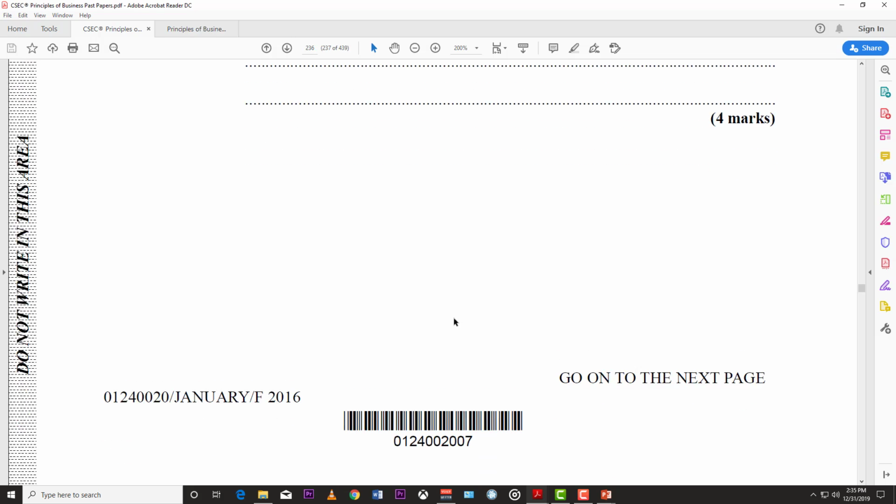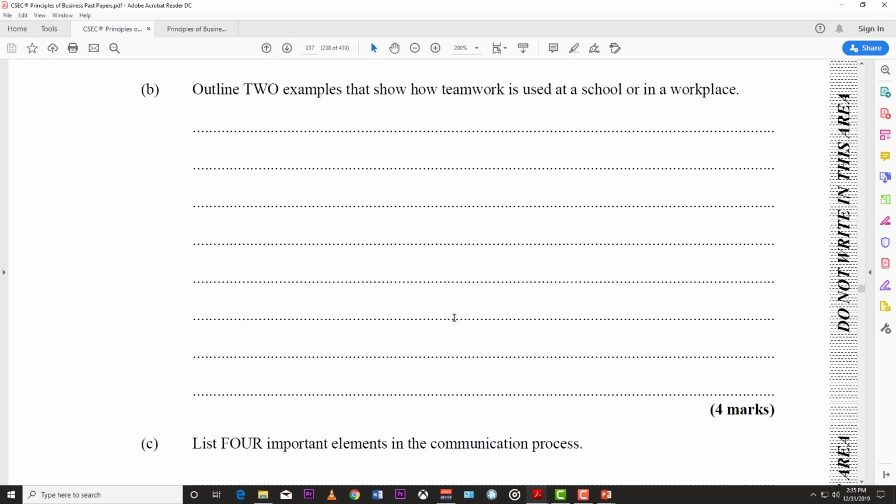Next one. Number 2B. Outline 2 examples that show how teamwork is used at a school or in a workplace. Now this one is an opinion, a view. I don't really have to answer this one because your opinion might be different to what I might see, because your experience would be different to my experience.